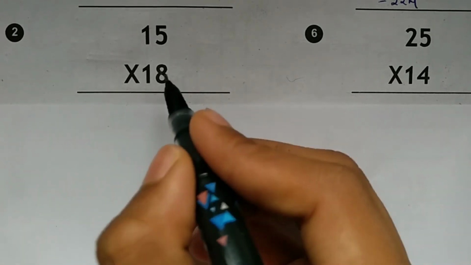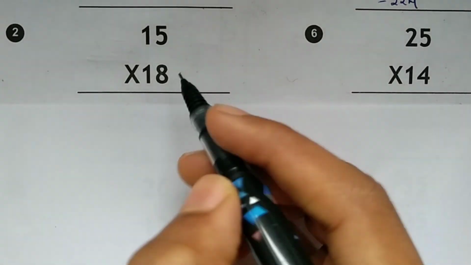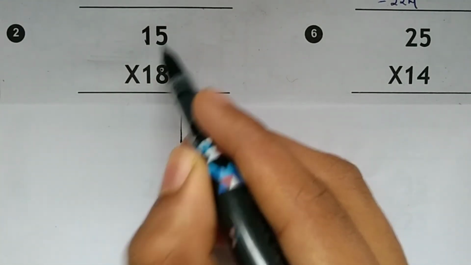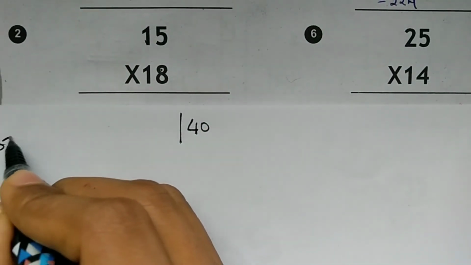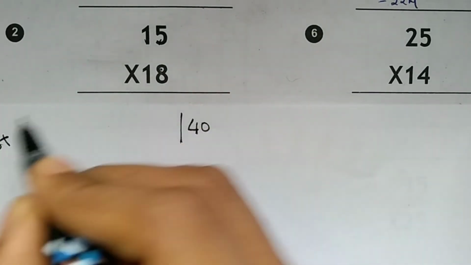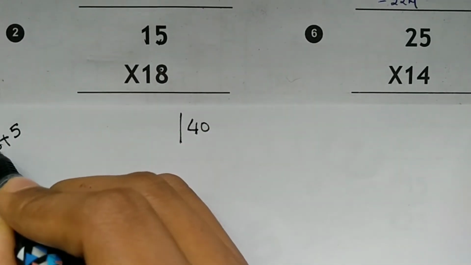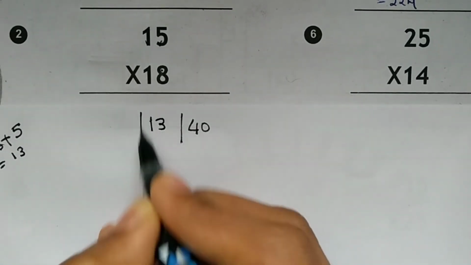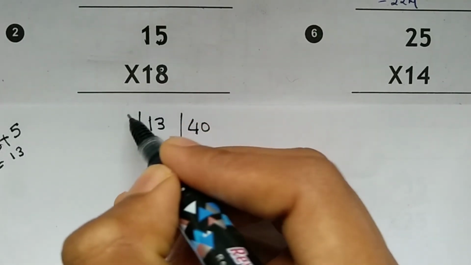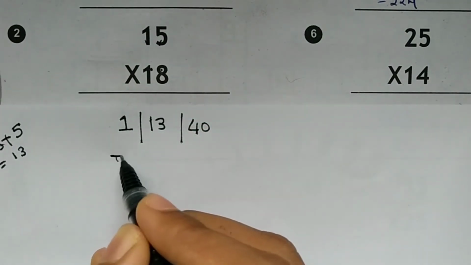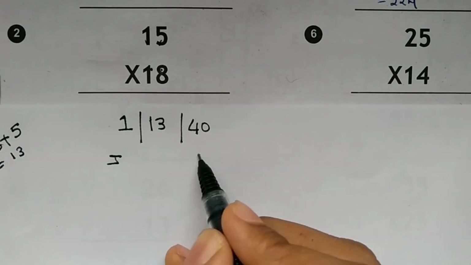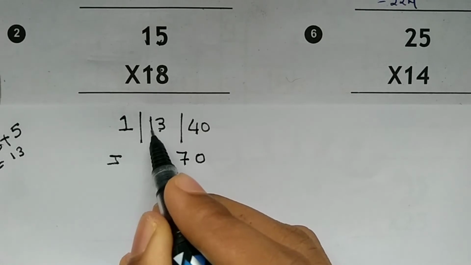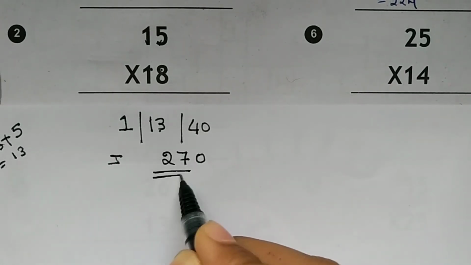Next problem, 15 and 18. First 5 and 8, that is 40. 5 into 8 is 40. Then cross multiplication, 1 into 8 is 8, 5 into 1 is 5, so 8 plus 5 is 13. Then first two digits 1 and 1, that is 1. So final answer is 0 as it is. 4 and 3 is 7, then 1 plus 1 is 2.